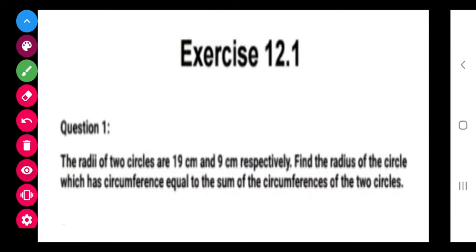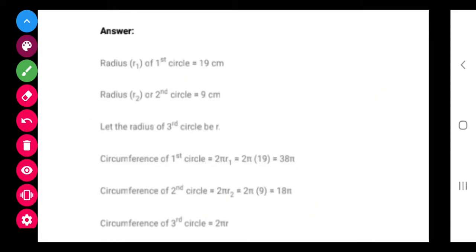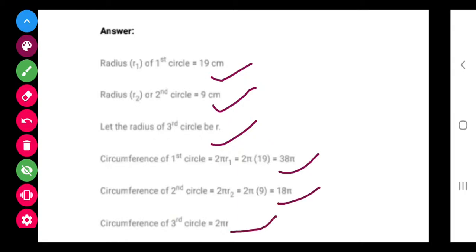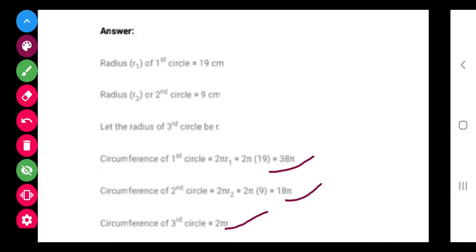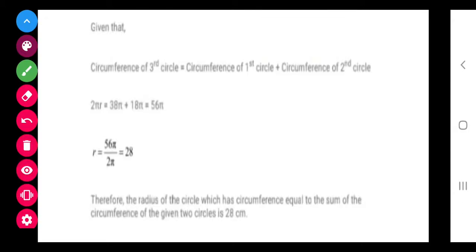So this is the way how we are going to do. This is the solution that I have given. First circle radius this, second circle radius this, third circle let it be r. So first circle, second circle and third circle. And according to the question, this plus this is equal to this. So this is applied, and this is solved, and finally we got the radius as 28. Now the question is asked for the radius only, so our question stops here.